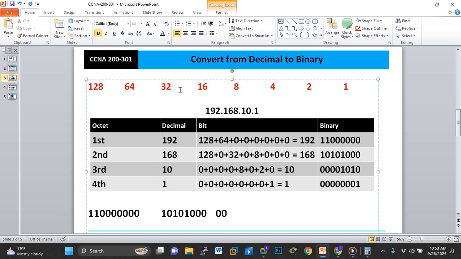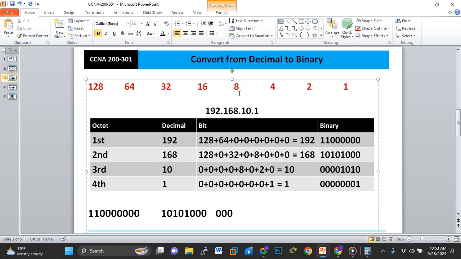So now we move to 32. You can see the octet here is 10, and we want a binary for this 10. If you check the bit table, 32 is bigger than 10. So if 32 is bigger than 10, is the bit on or off? It should also be off.